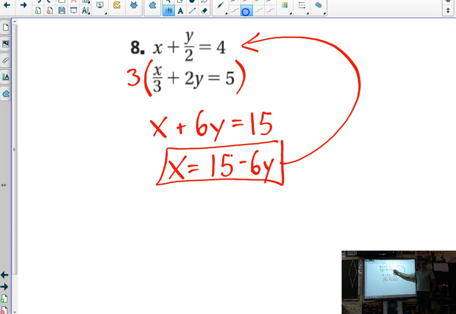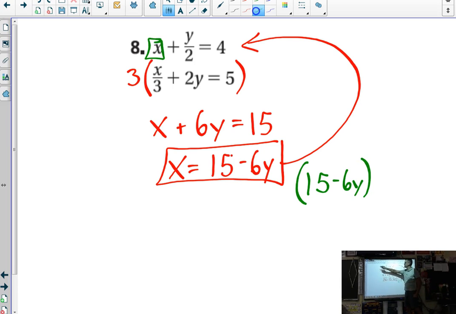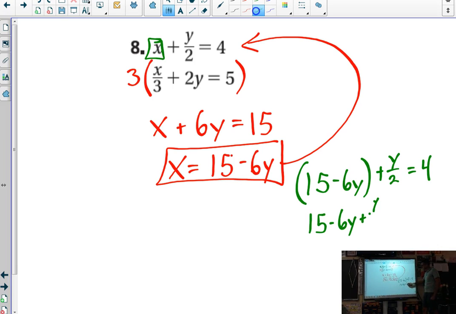If you plug it into the bottom equation, you'll end up in an infinite loop because you're telling it what it already knows. You got this from the bottom equation. I need to use that information in the top equation to now say 15 minus 6y plugged in for this x, plus y over 2 equals 4. Drop your parentheses to combine like terms.